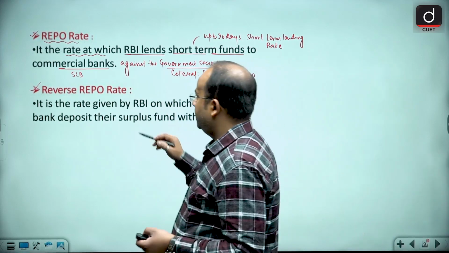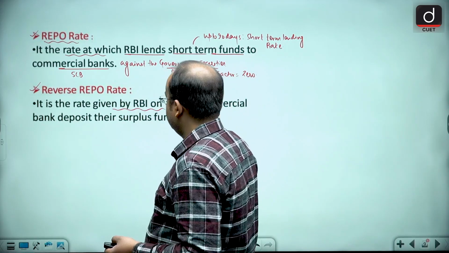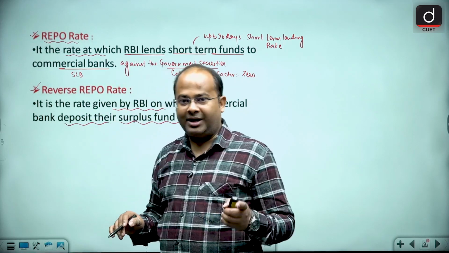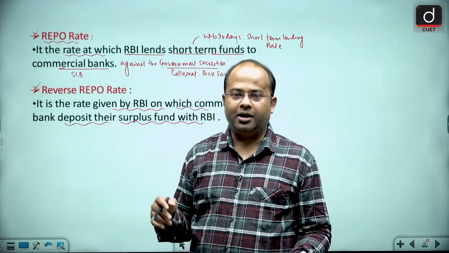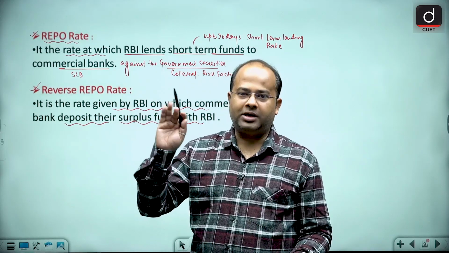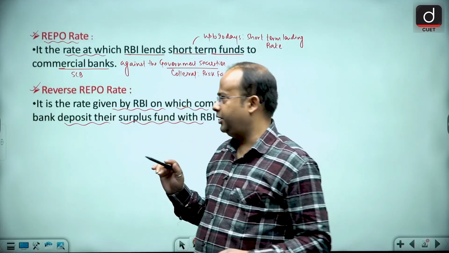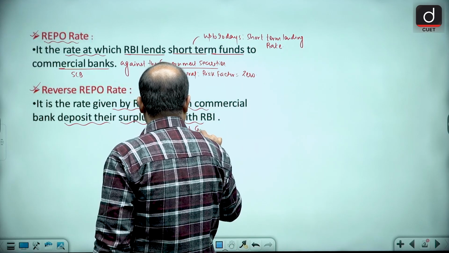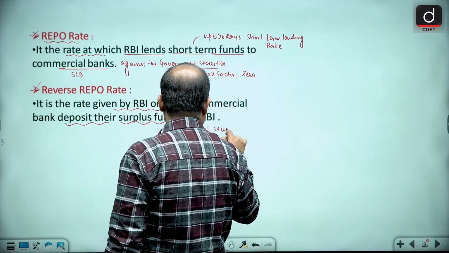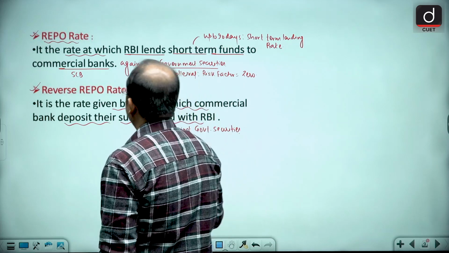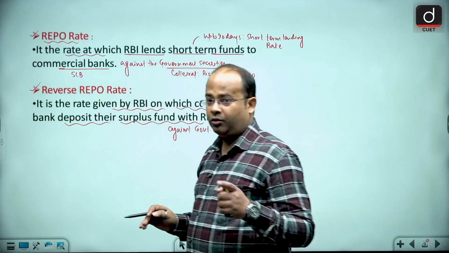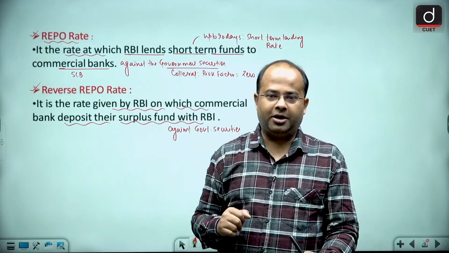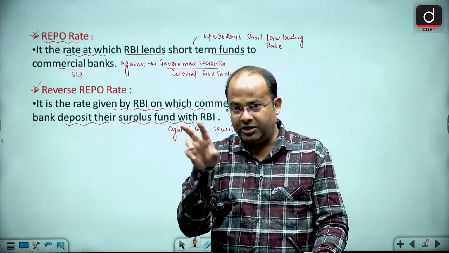It is the rate given by RBI on which scheduled commercial banks deposit their surplus fund. It is the rate at which scheduled commercial banks deposit their surplus fund with RBI against government security. So this is done against government securities. So it is the rate given by RBI on which the scheduled commercial banks park their surplus fund with RBI against the government security. Now see what happens.